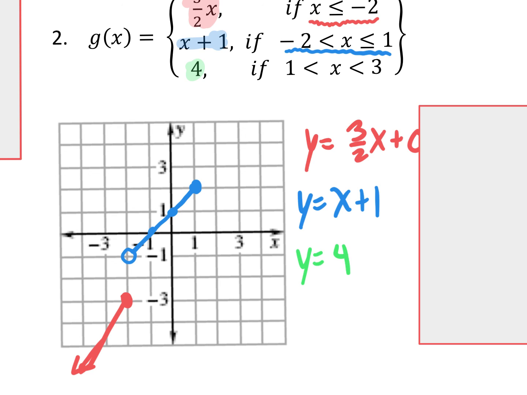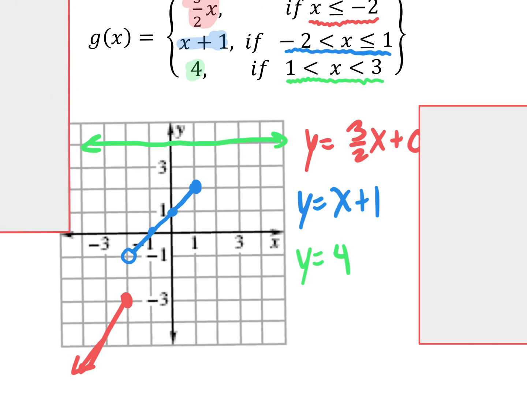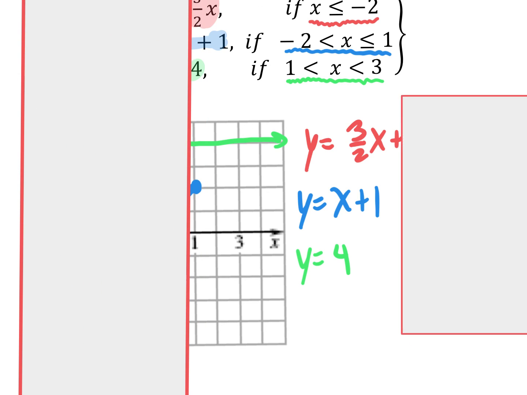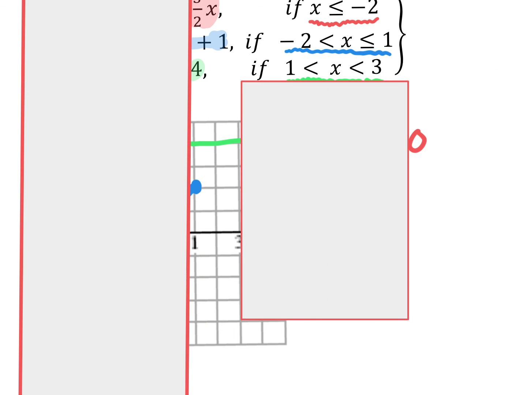Y equals 4. We should all know that y equals 4 is a horizontal line crossing the y-axis at 4, going both to the left and to the right forever. But the condition is that they only want you to show the x values between 1 and 3. So if you get a piece of paper, go to the x value of 1. It's right there. Get a piece of paper, go to the x value of 3, right there. That's the only piece of the green line that you want to show. And yes, they're both going to be open dots because neither of the inequalities have solid lines underneath them.